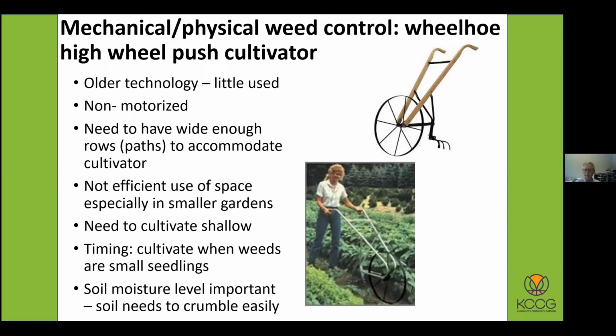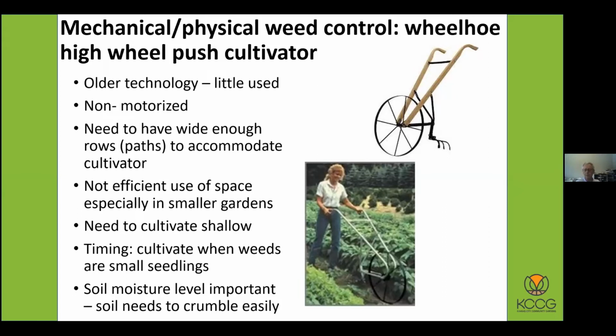You still have to have a path, but the path doesn't have to be very wide because the width of this device is only about 12 inches. Again, you're cultivating shallow. You have to do it when the seedlings are very small, and you want to do it when that soil moisture level is just at the perfect stage. It's very crumbly because you're just pushing this thing through the garden. It's breaking up the crust of the ground, the top inch or two, and will disrupt all those seedlings.